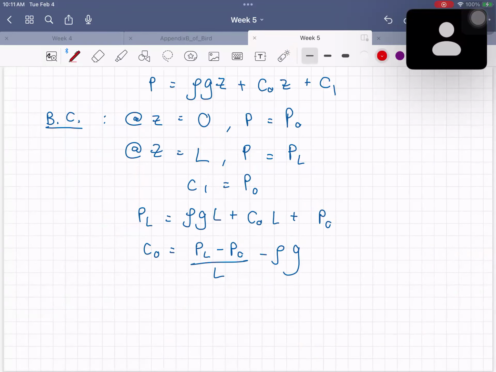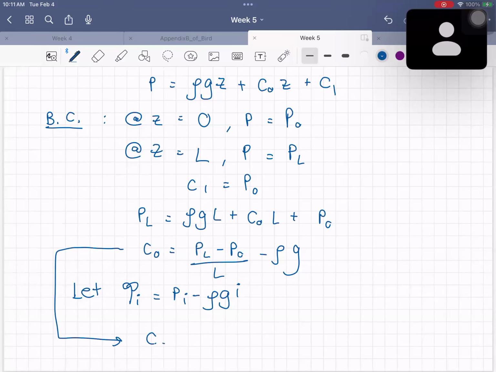All right, next one. So we have C0 now. Let me define a little bit more because the equation will be pretty complicated. So let's define big P equal to P minus rho GZ. This is similar to what is in the textbook. All right, so from this equation right here, we can rewrite it as PL plus rho GL.